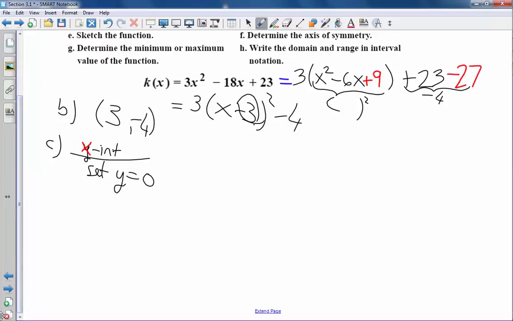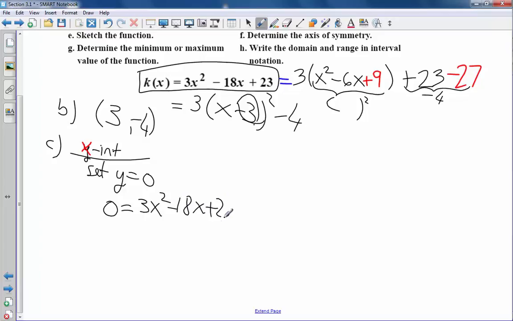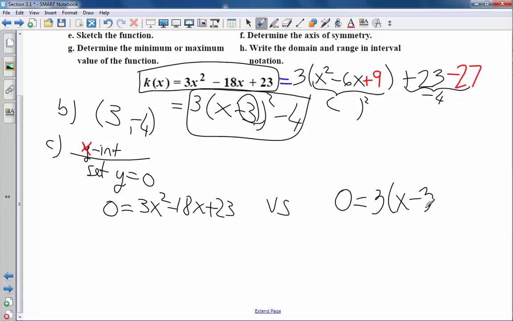But which equation do you want to use? The original one, which is 0 equals 3x squared minus 18x plus 23, or the brand new one you got, the useful seed form. Which one is more convenient? What do you think?